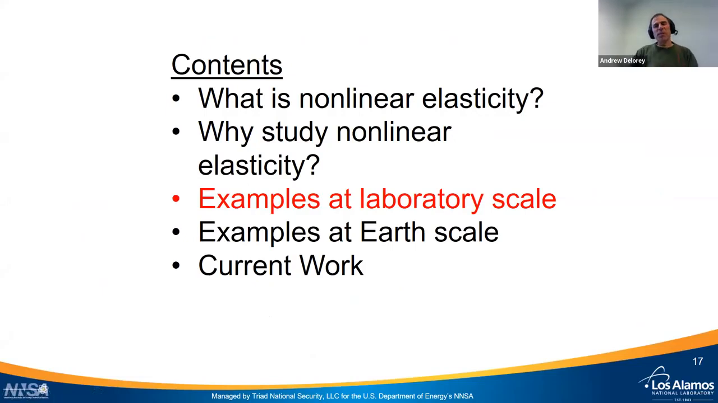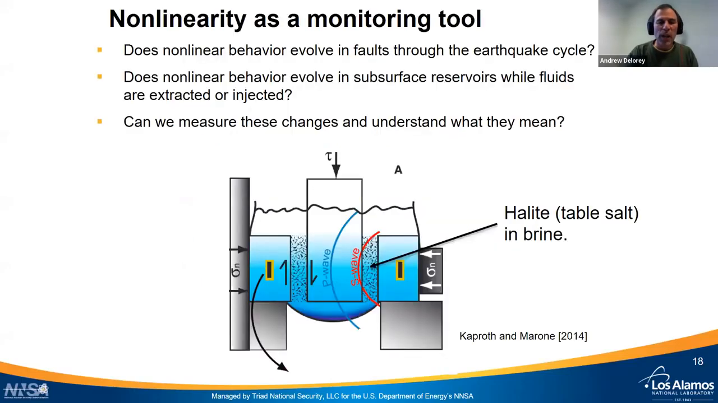So I'm going to talk about some examples at the laboratory scale. What I'm going to be focused on here are these three questions at the top. Does nonlinear behavior evolve in faults through the earthquake cycle? Does nonlinear behavior evolve in subsurface reservoirs while fluids are extracted or injected? And can we measure these changes and understand what they mean?